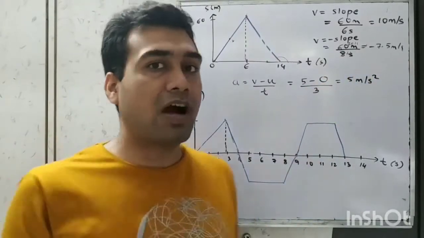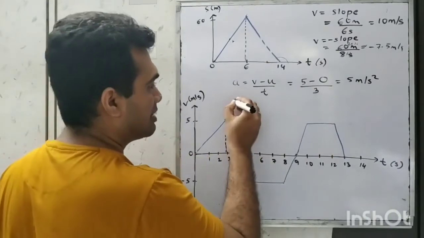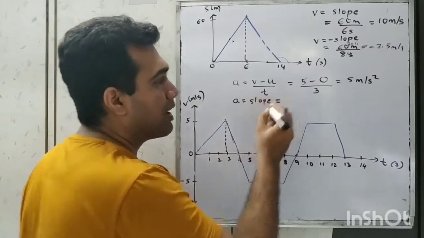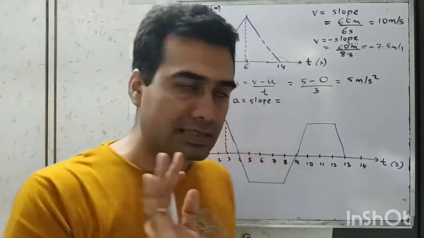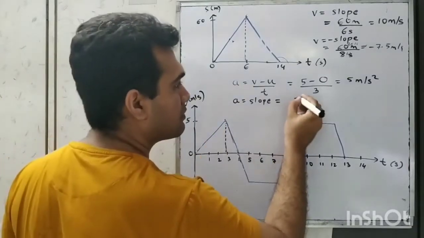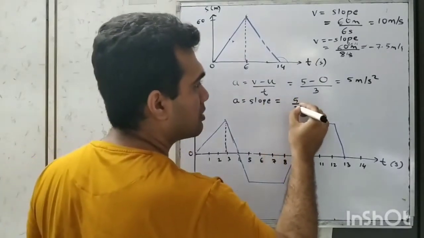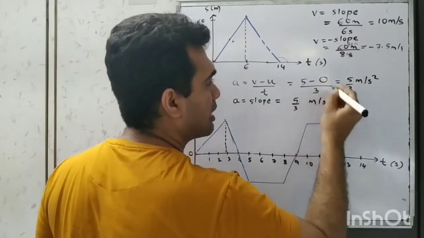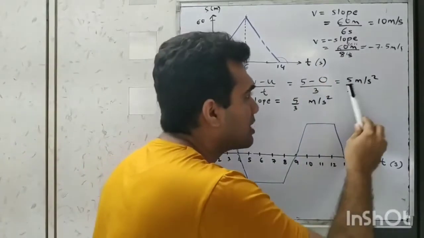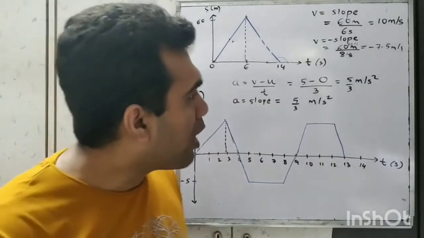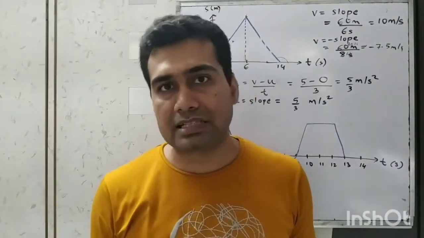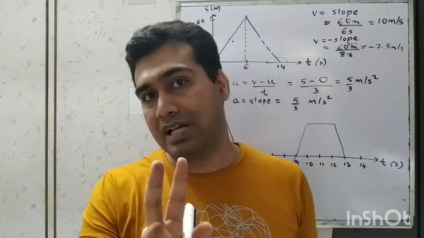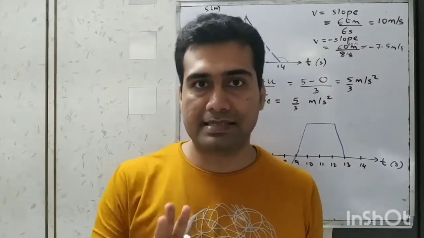But using a graph, how to calculate? Let's find the slope. Acceleration is equal to slope. And slope, I gave you a hint, is nothing but the height upon the base. Height is how much? 5. Base is how much? 3. So here also 5 upon 3 meters per second square. So the answer comes out to be the same, which is 1.67 meters per second square. Always write the final answer up to 2 decimal places. No mixed fraction allowed in physics and chemistry.